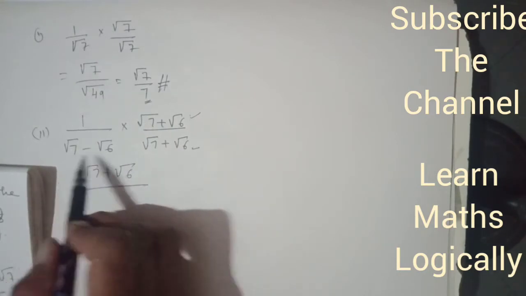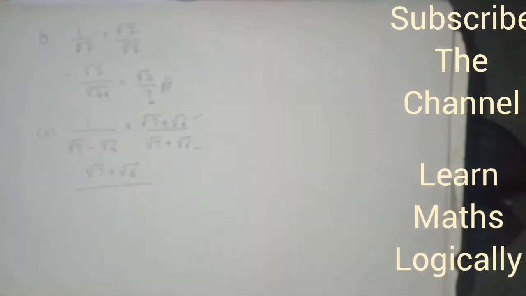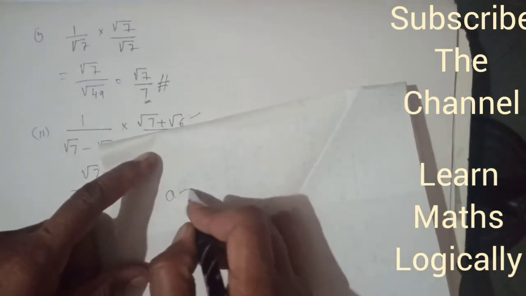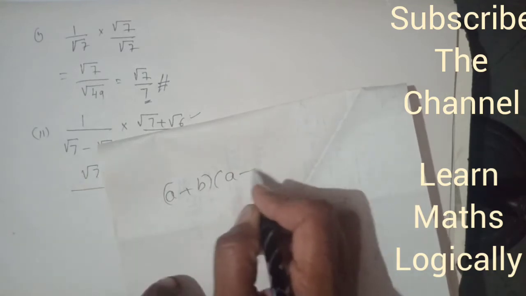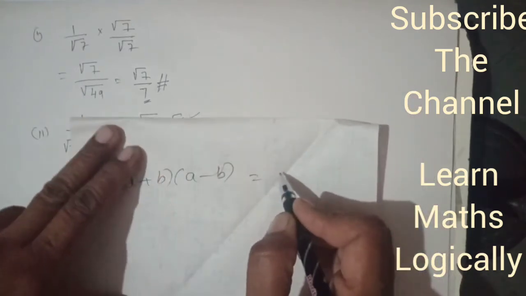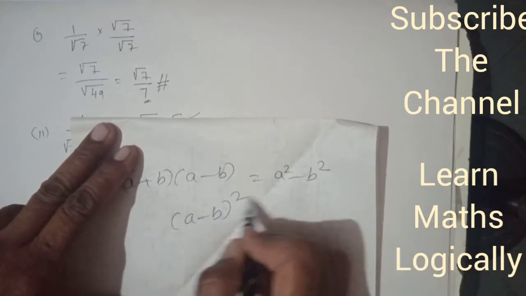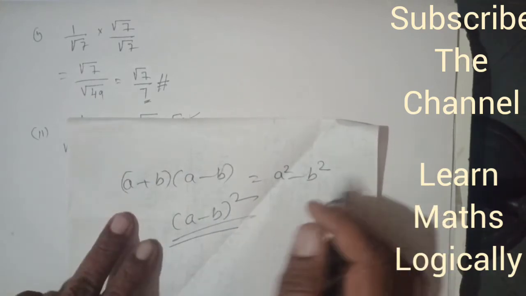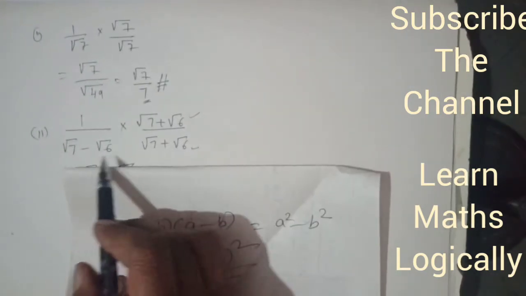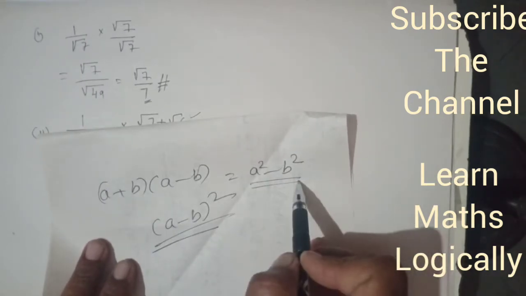Now look at this one. This is not equal to a plus b. It is a plus b into a minus b, which is equal to a square minus b square. This is not a minus b whole square, children. You are not going to take this one as root 7 minus root 6 whole square. This is in the form of a minus b into a plus b, which is equal to a square minus b square.